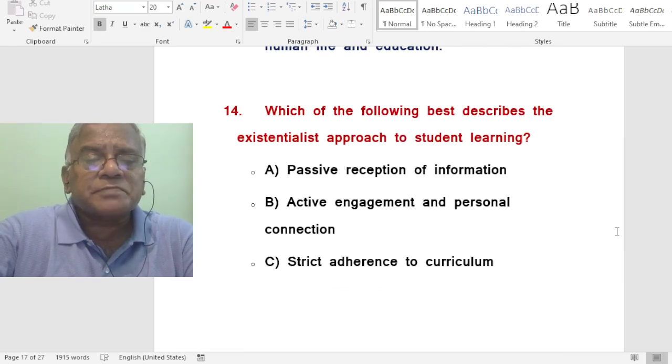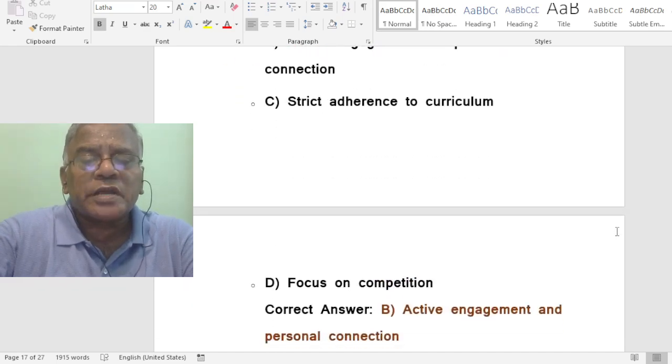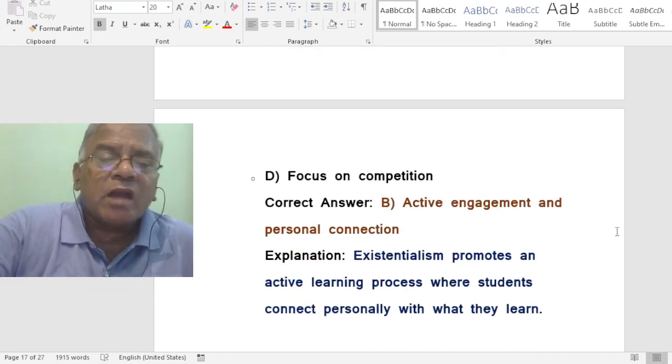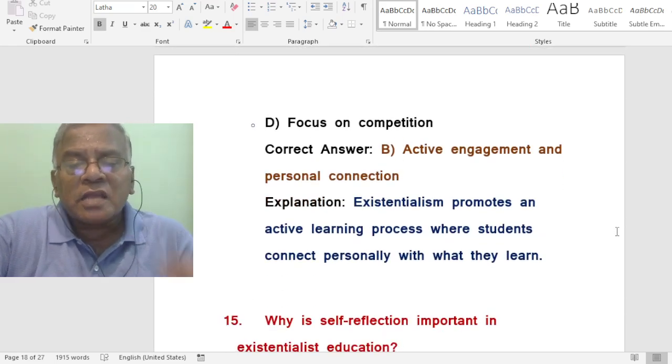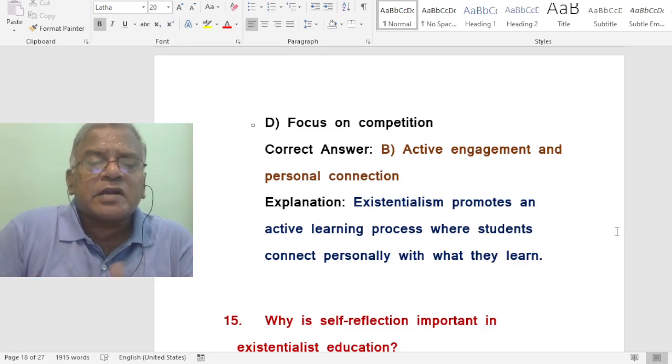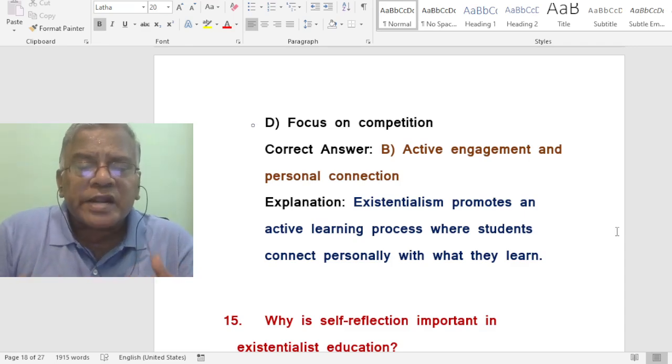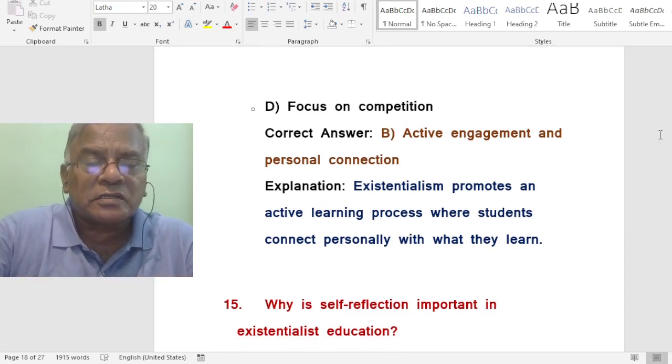Which best describes the existentialist approach to student learning? That is active engagement and personal connection. Existentialism promotes an active learning process where students connect personally with what they learn.